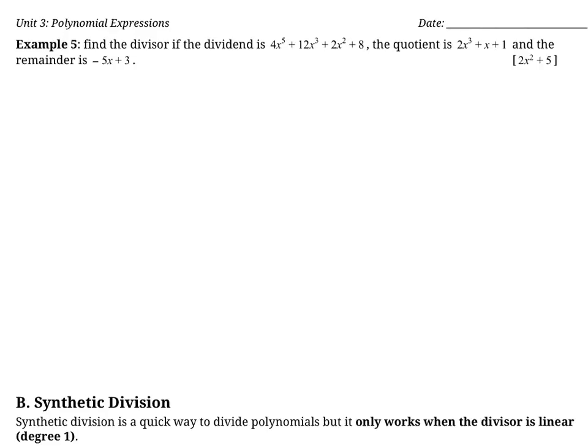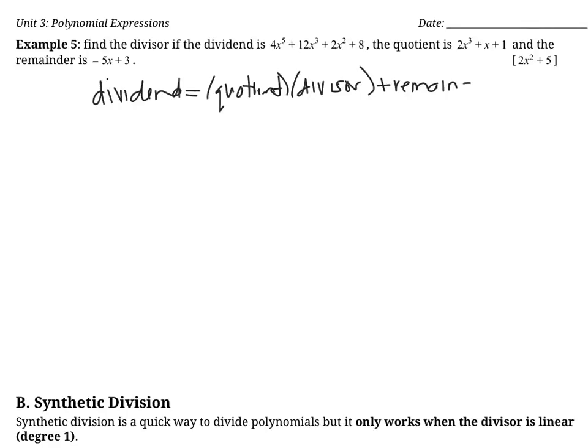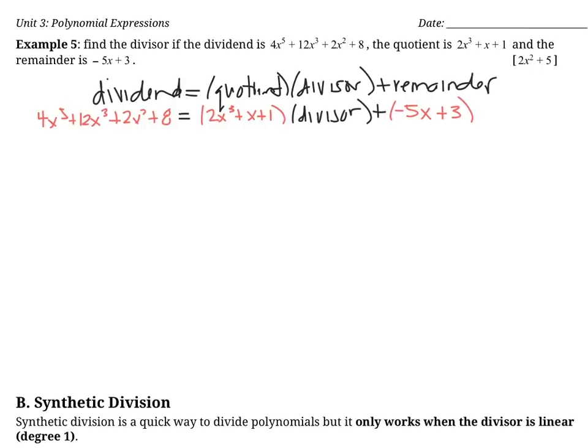Since we don't know what the divisor is, let's pull from our equation where we can first write our dividend. So our dividend is equal to our quotient, which we have, times our divisor, which we need, plus our remainder, which we also have. So let's fill in what we do know. Okay, so here I filled in our dividend because we knew our dividend, our quotient, and our remainder. So now we've got to isolate for our divisor.